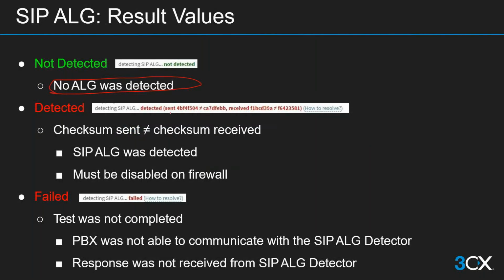Detected: you see, checksum sent is unequal to checksum received. SIP ALG was detected, it must be disabled on the firewall. Failed: the test was not completed, the PBX was not able to communicate with the SIP ALG detector, and a response was not received from the SIP ALG detector, so just retry.